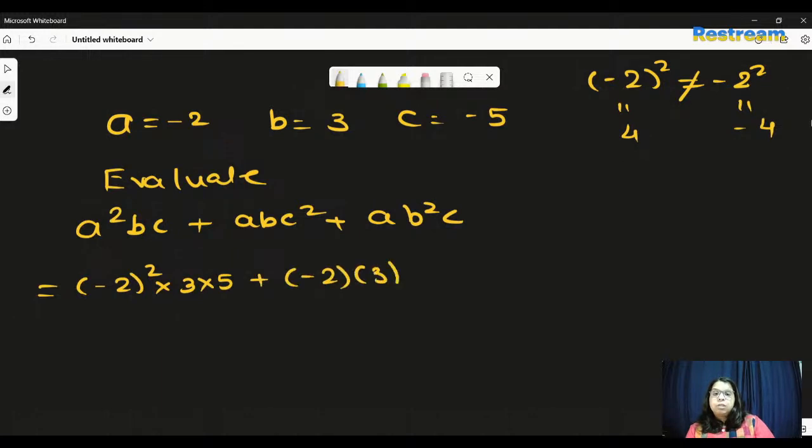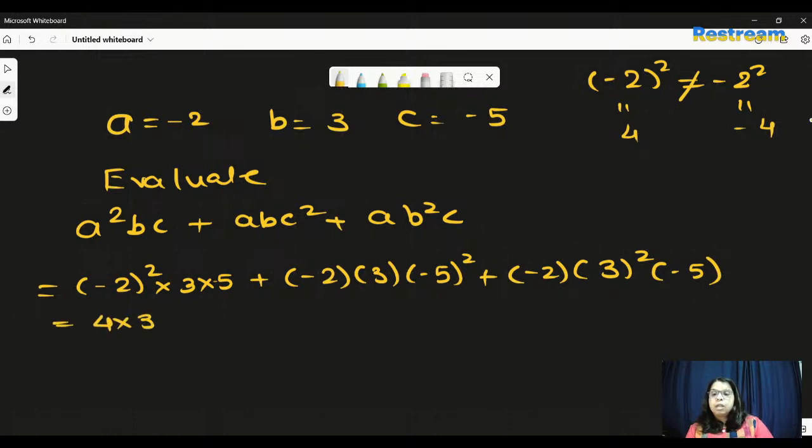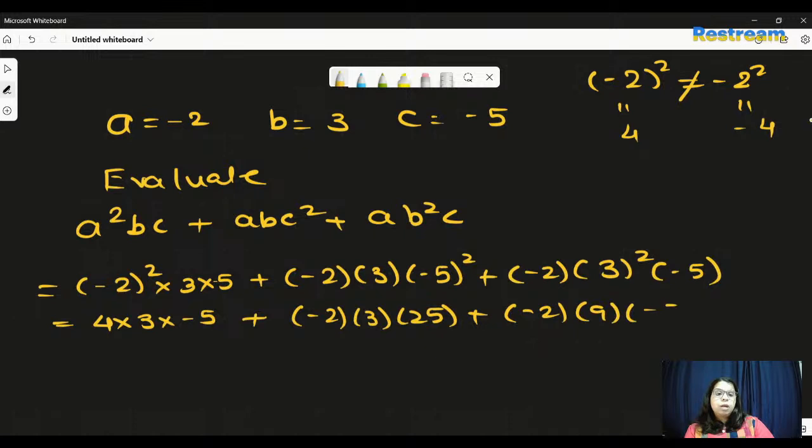-2 times 3 times -5 square plus -2 times 3 square times -5. So this is 4 times 3, sorry, this is -5 times -5. So 12 times -5 is -60 plus -2 times 3 into 25 plus -2 times 9 into -5.